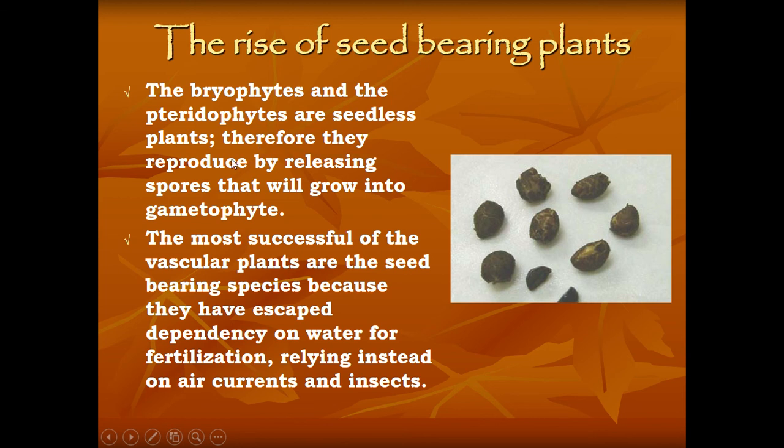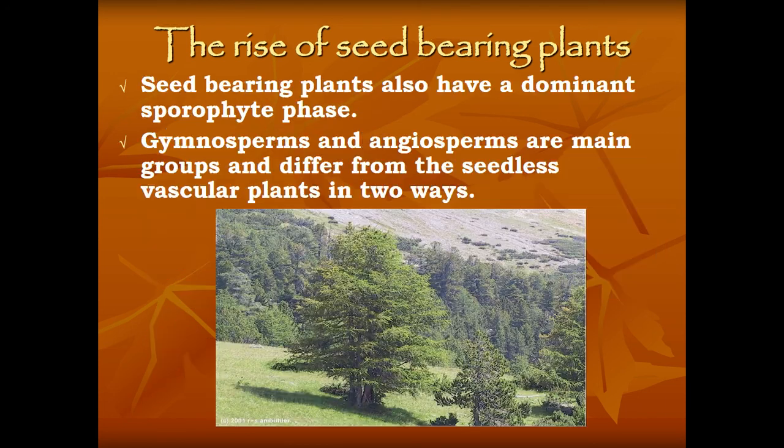Therefore, they reproduce by releasing spores that will grow into gametophytes. The spore is produced by the sporophyte. The most successful vascular plants are the seed-bearing plants because they have seeds that can escape dependency on water for fertilization. Therefore, they rely instead on air currents and also agents such as insects.